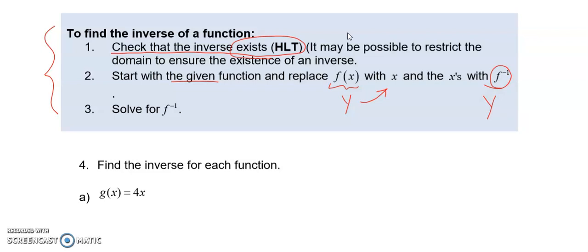Now, why in the world would you do that? Well, remember that when we looked at functions previously, we saw that the basic relationship between a function and its inverse is that the x's become y's and the y's become the x's. All right? And that's not true just for the numbers. That's true for the variables themselves. So let's look at an example right here.